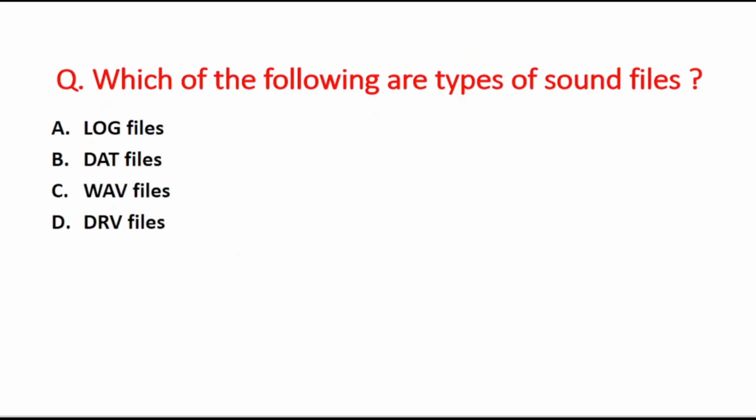Next question is, which of the following are types of sound files? A option is log files, B option is date file, C option is wave file, and D option is DRB files. Right answer is option C, that is wave files.